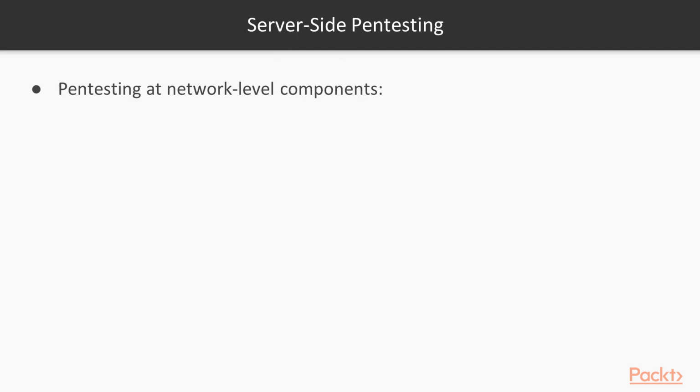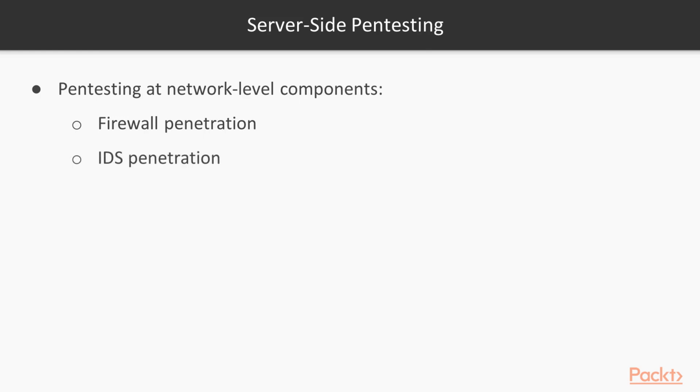What is server-side pen testing? It is pen testing at network-level components. The components which are working at the network side are called server-side, and if you try to pen test those components, that is called server-side pen testing. For example, firewall penetration, because the firewall is basically at the server side. So this is server-side penetration testing.